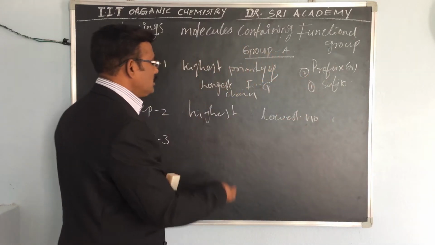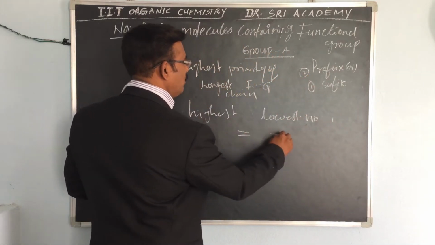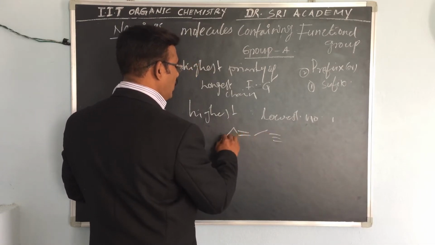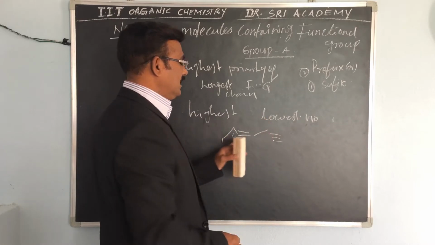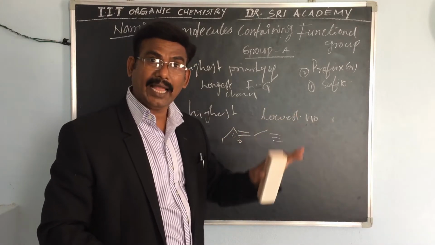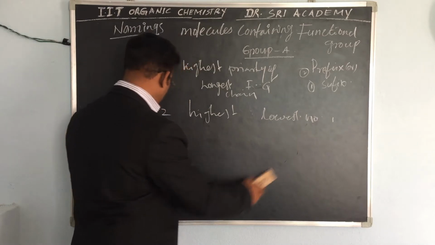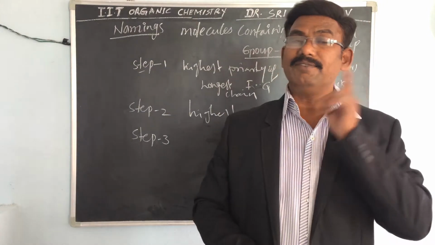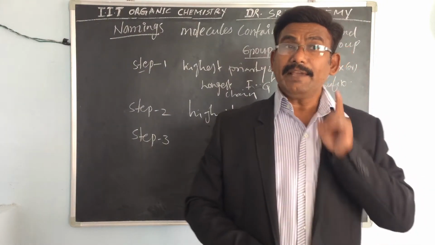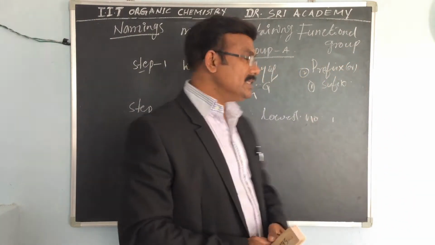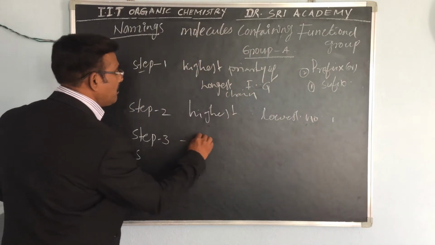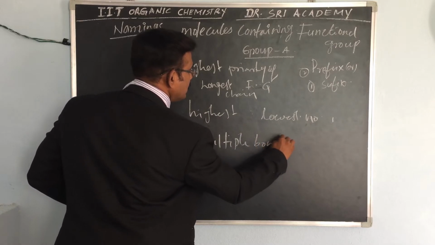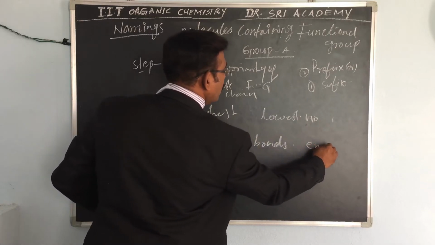So if a double bond is there, "-ene"; if a triple bond is there, "-yne". Which position? If the positions are 1, 2, 3, then the 3rd position contains the ene, the 4th position contains the yne. Like that, we have to give it in step 3, multiple bonds. Okay, that is very, very important. Here the multiple bonds: ene and yne.